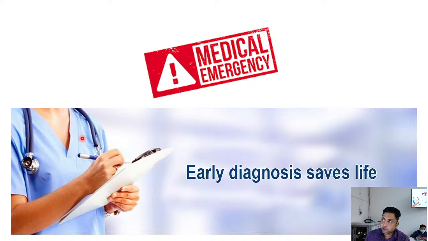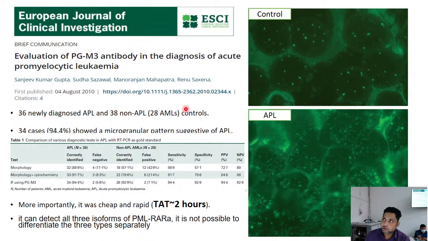Acute promyelocytic leukemia is a medical emergency due to its coagulopathy symptoms. So early diagnosis saves lots of lives. This study was done in the Department of Haematology. As you can see, in this study we have used PGM3 antibody and analyzed it on an immunofluorescence microscope.